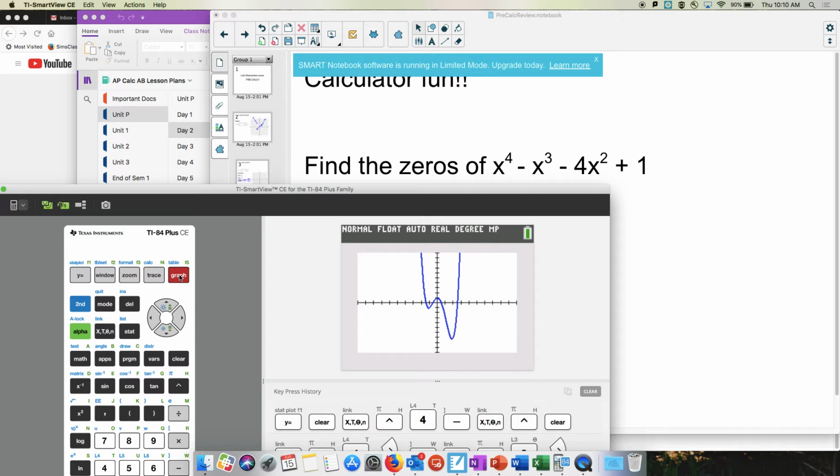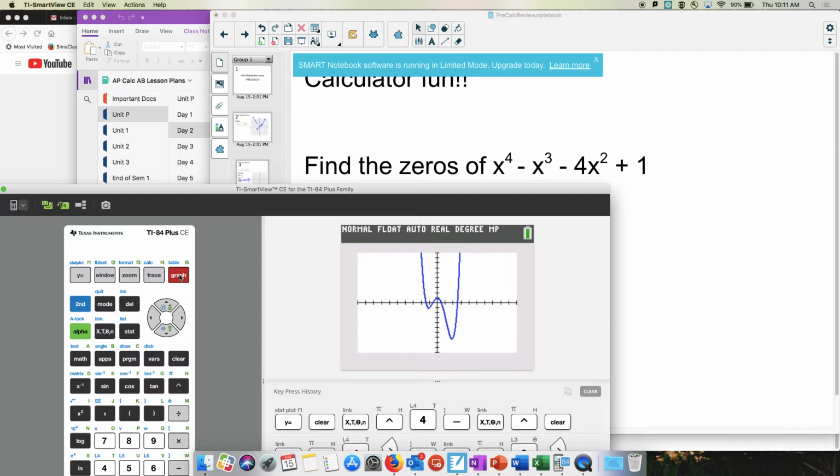When it's done thinking, go zoom 6 so it's back in the standard window. Okay, a couple things about your calculator. If yours doesn't look like mine, you're not in the standard window. So zoom 6 will always get you back to the 10 by 10.